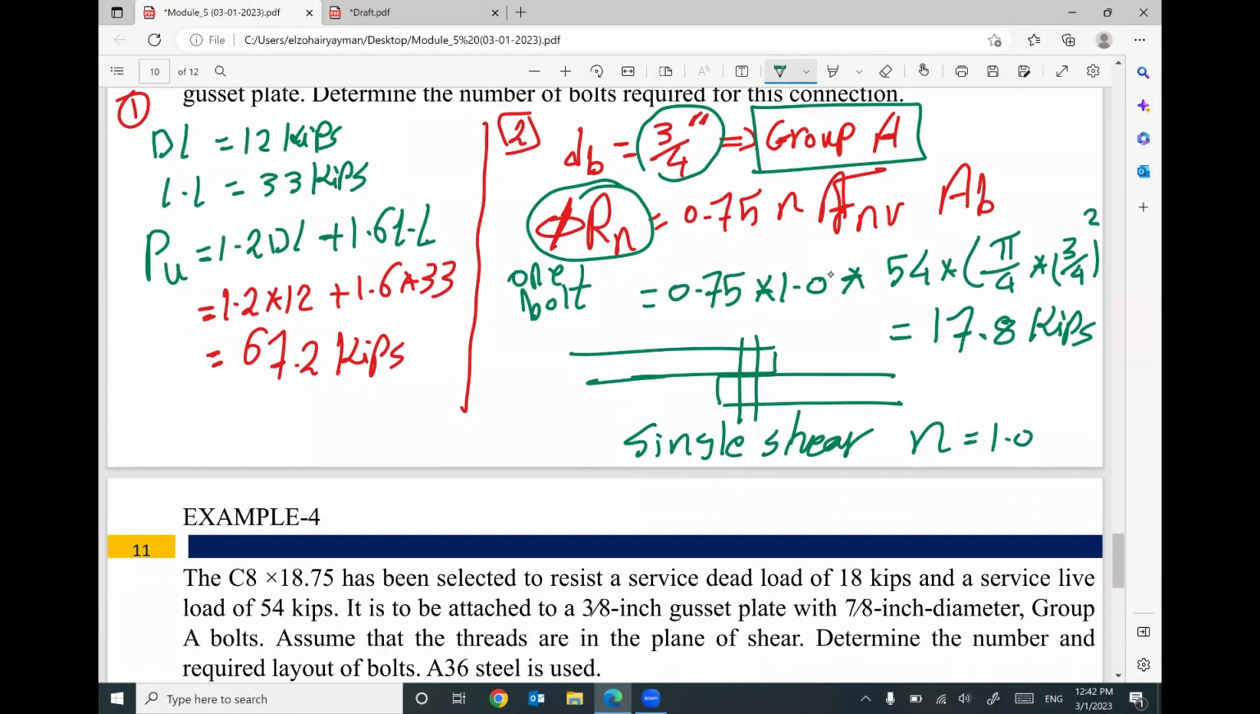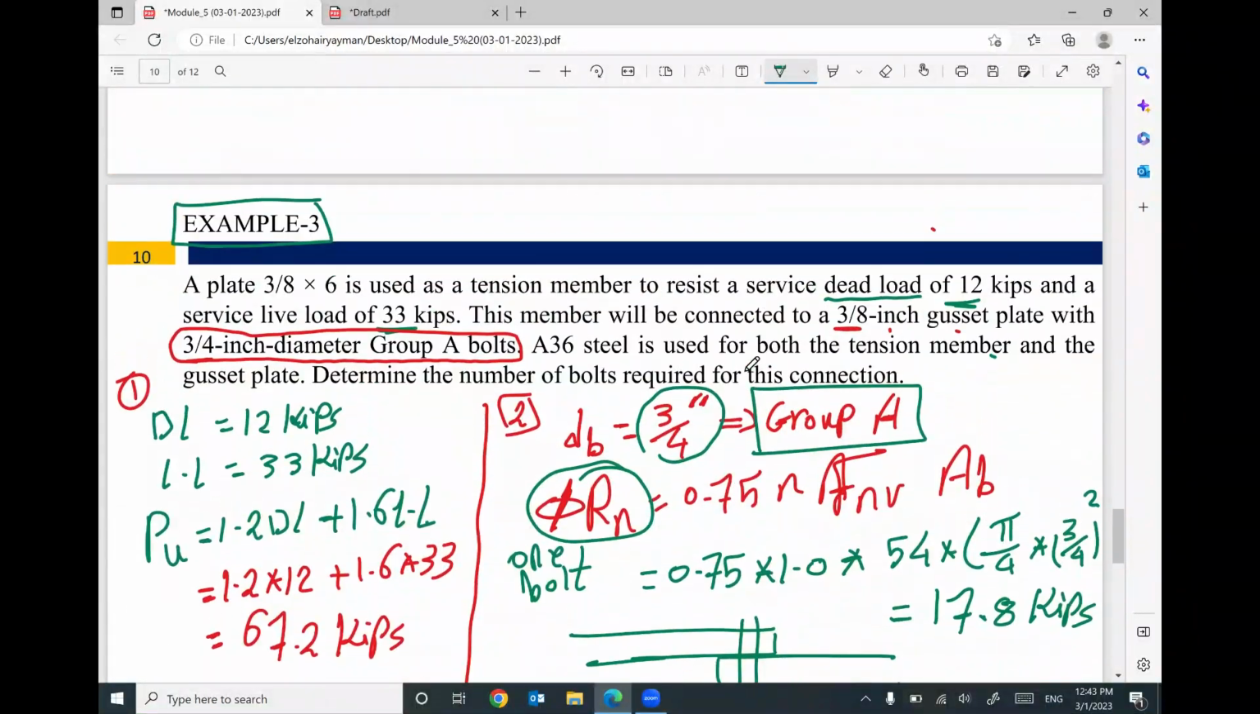So the required number of bolts will be P ultimate divided by phi Rn. P ultimate from structural analysis is 67.2. The design strength right now is 17.8. So the required number of bolts will be 3.75. I'm going to use 4 bolts. That makes sense? We will use 4 bolts to connect the two members.